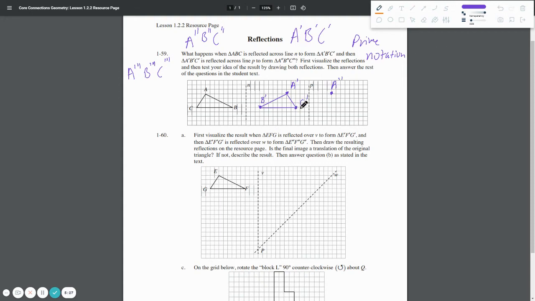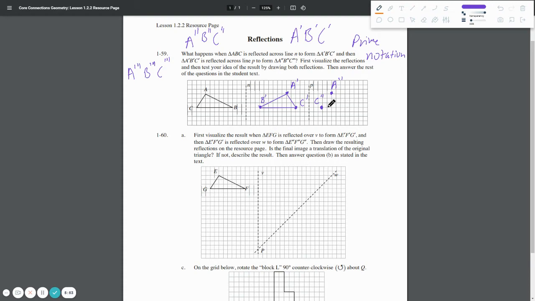Point C now is 3 units away, so I'm going to go 1, 2, 3. It's going to be right there. C double prime, and then lastly B. Another way to think about it is just figure out how far B prime is from C prime. B is 1, 2, 3, 4, 5, 6, 7, 8 units away. So I'll count from C double prime. 1, 2, 3, 4, 5, 6, 7, 8.